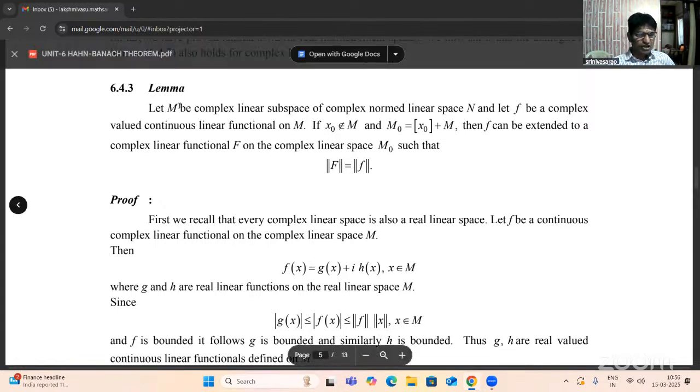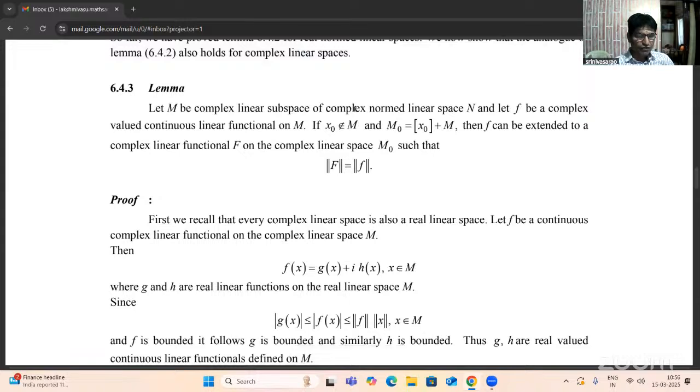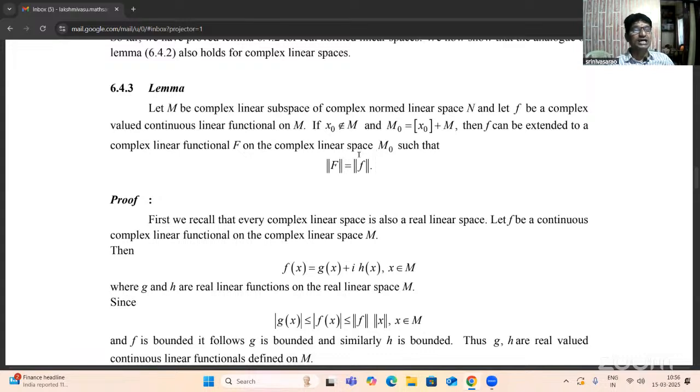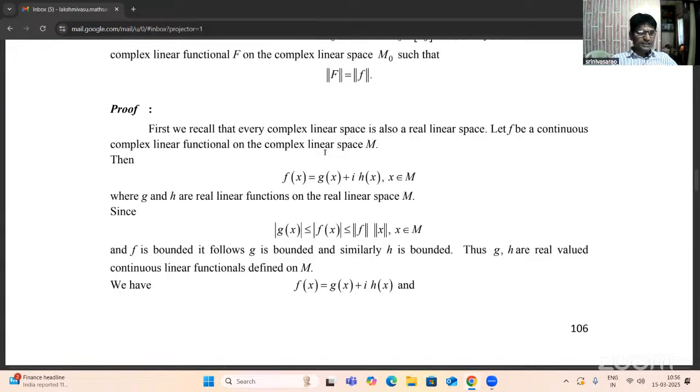Here is the outline of this lemma. Let M be a complex linear subspace of the complex normed linear space, say capital N, and f be a complex valued continuous linear functional on M. Here x naught is not a vector of capital M, and capital M naught equals the span generated by x naught plus M. Now f can be extended to a complex linear functional on the complex linear space M naught such that norm capital F equals norm small f. Okay, now let us see this proof.